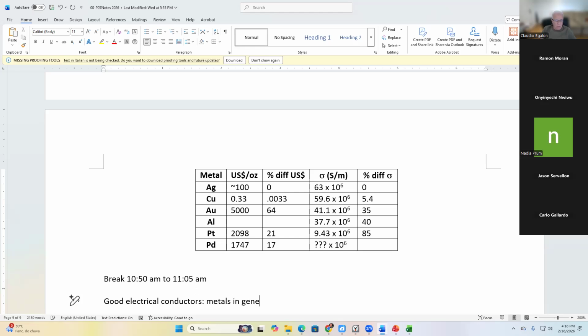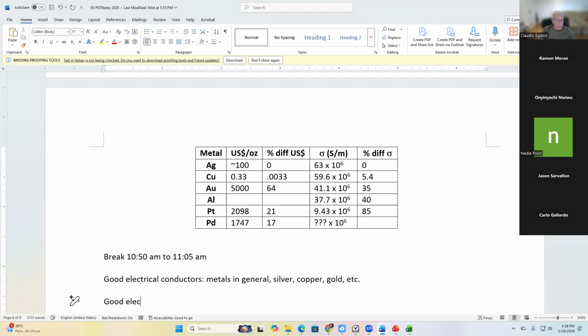Metals in general, right? Silver, copper, gold, etc. Good electrical insulators: wood, plastic, glass, etc. Paper, you can put paper here. Deionized water. That's why it's called deionized, because it has no ions. If the water had ions, it would be a conductor, etc.